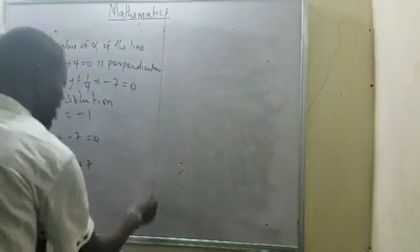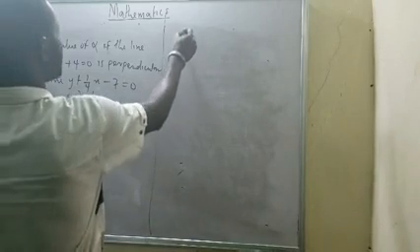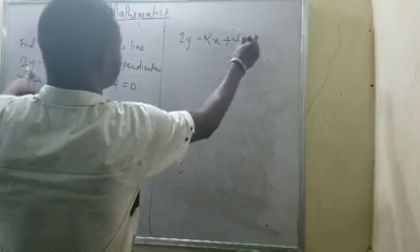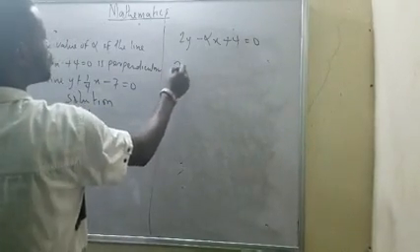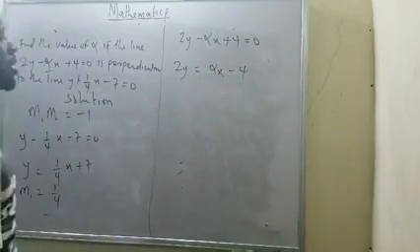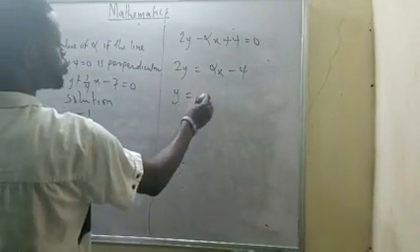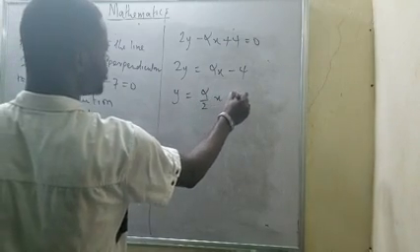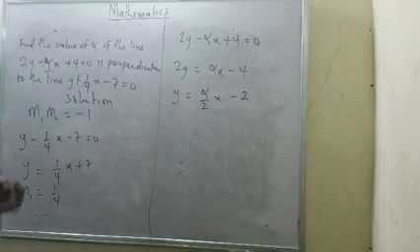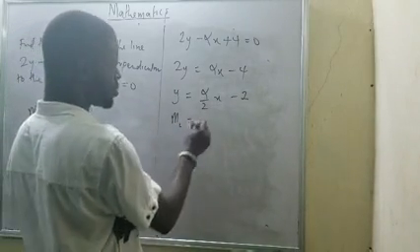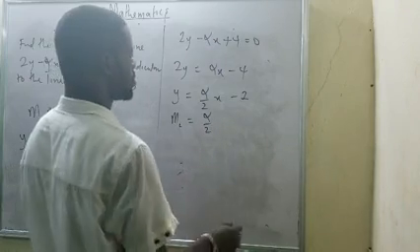Now, my M2 also, I will come here: 2y minus alpha x plus 4 equals 0. It means 2y equals alpha x minus 4. y equals alpha all over 2 x minus 2. Please, I've divided all by 2. It means my M2 equals alpha all over 2.